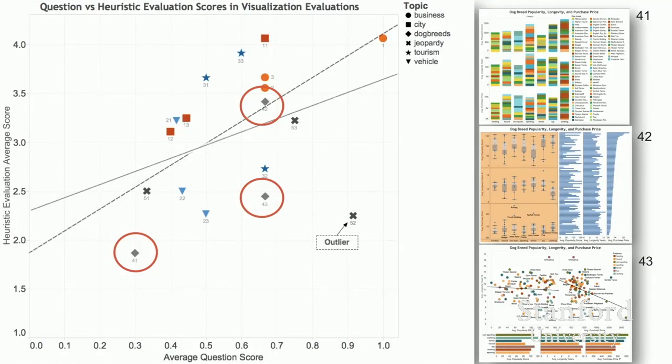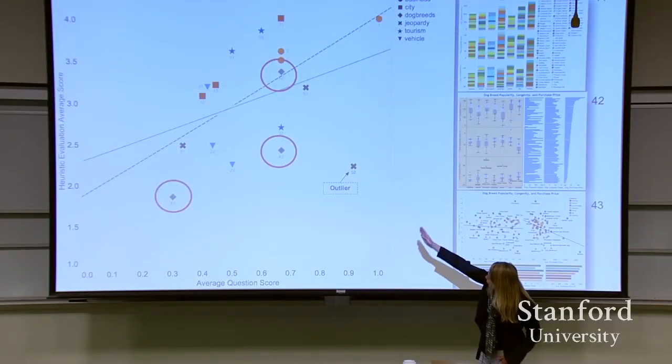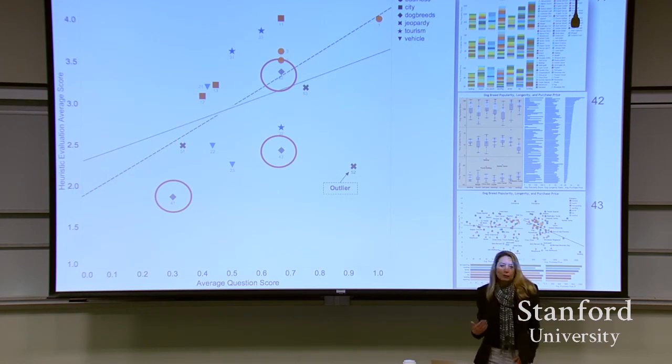This is what I expected. The stacked bar chart, number 41, is doing poorly on both dimensions. But the other 2 are doing pretty much the same on the question score. One is rated more highly on the heuristic score. So again, this gives you a lot to think about. So how might you use this tool?